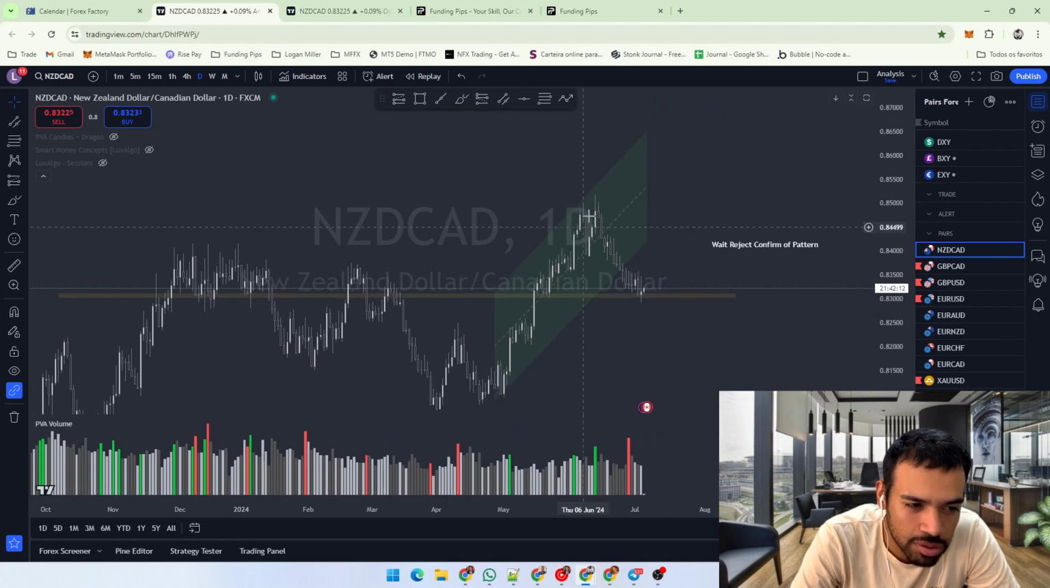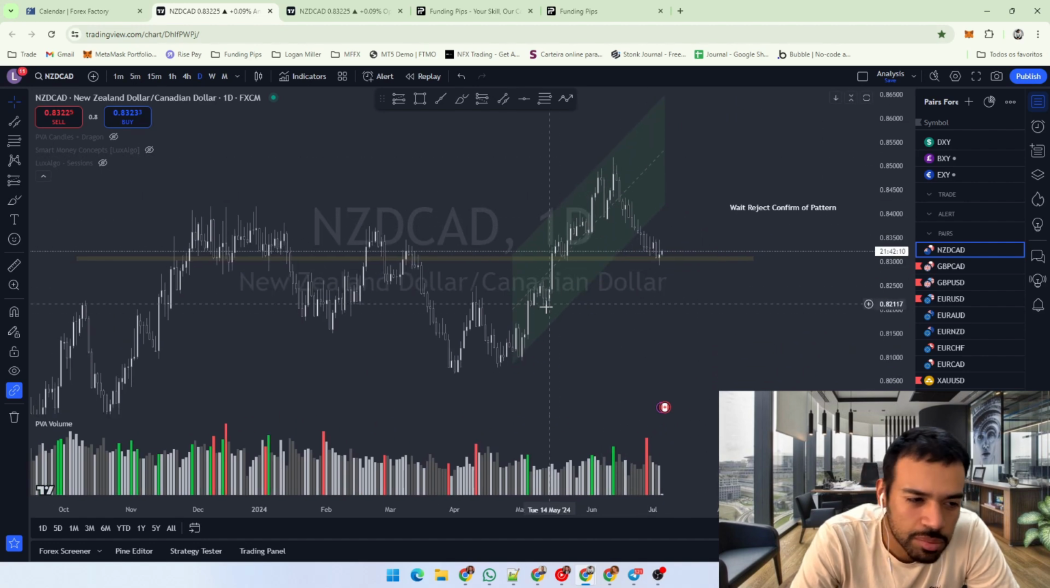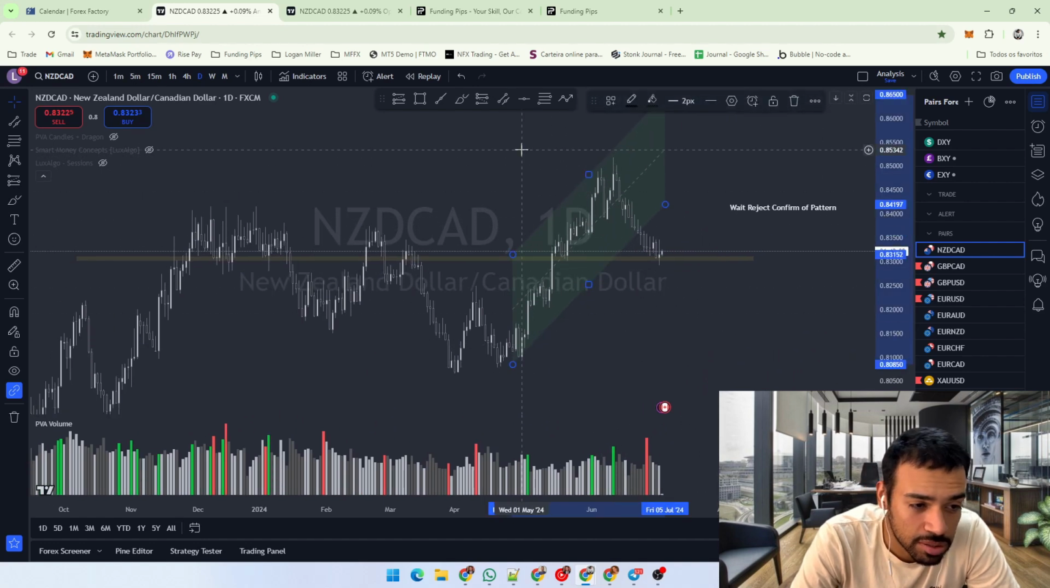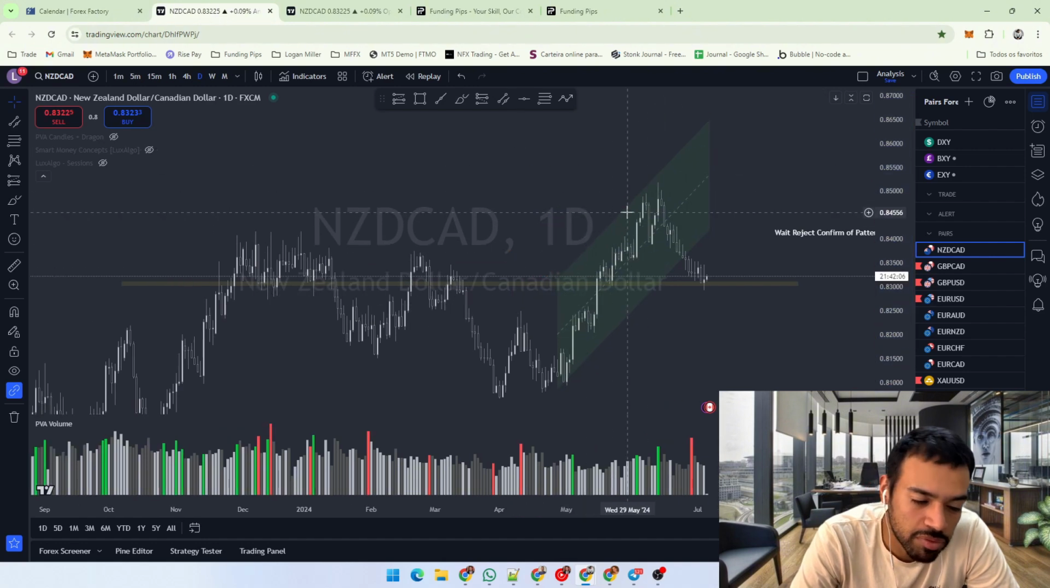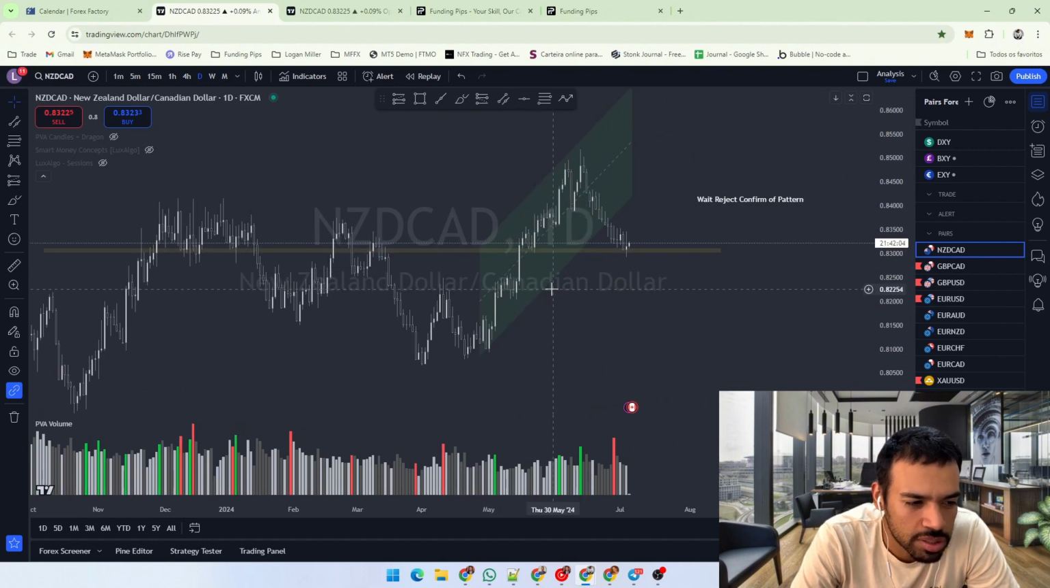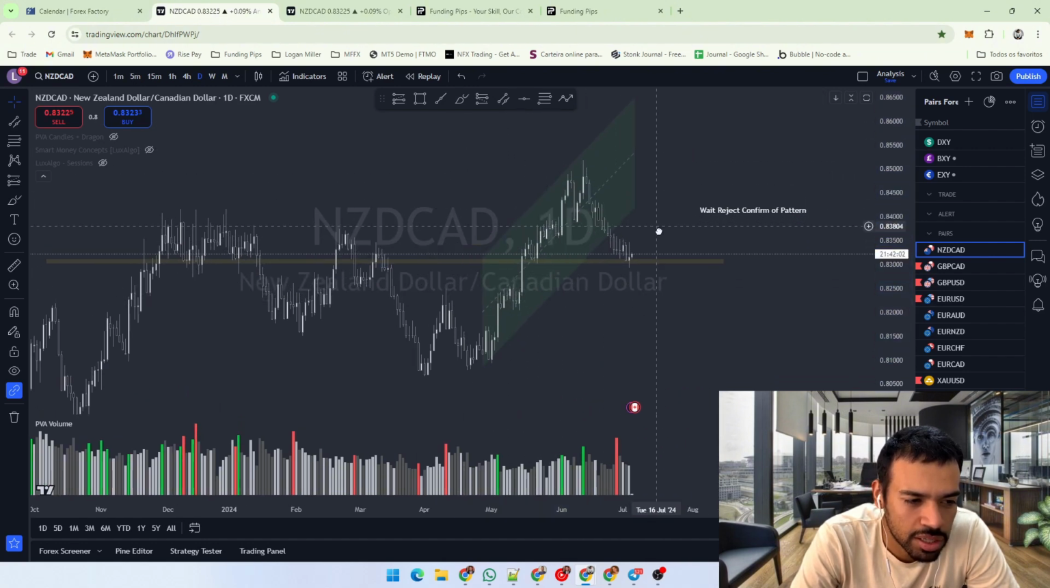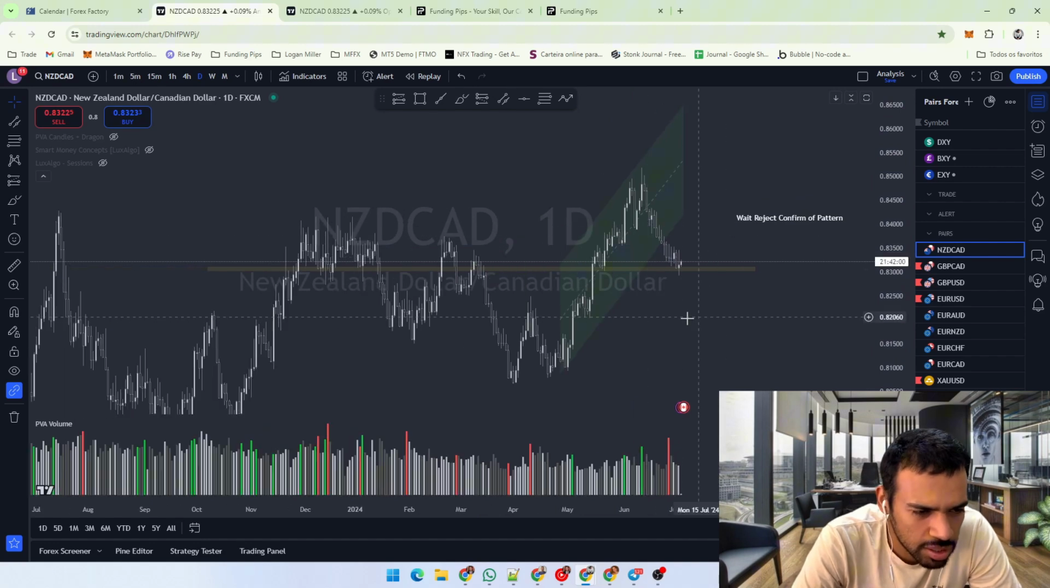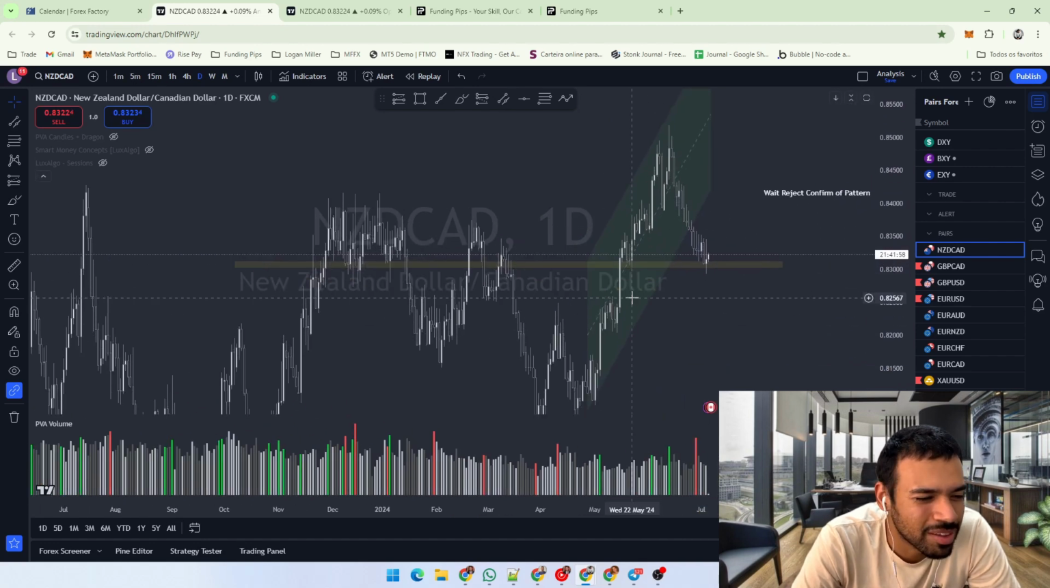Why are we not considering this downtrend line right here? Because we have this bigger trend line before. So why are you considering this trend line right here and not that? Okay, and I think you can understand something.